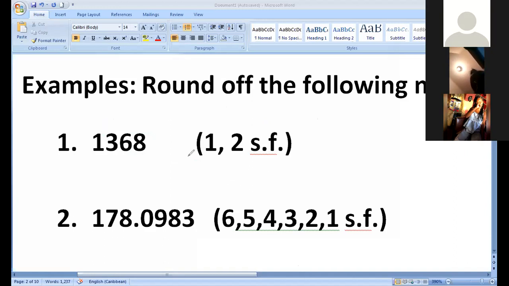All right, to one significant figure. So we say 0, 1, we draw a line, we examine the number to the right.